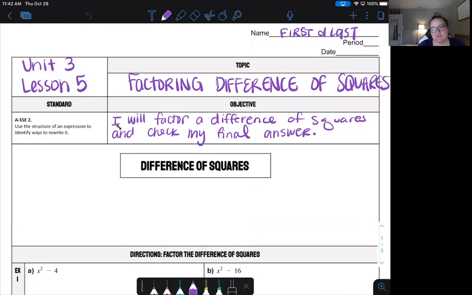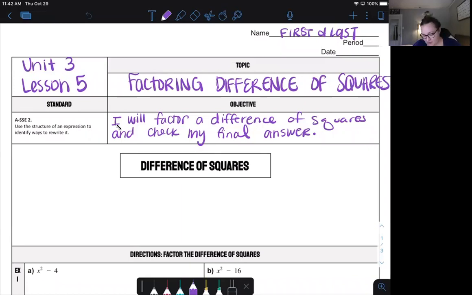So today we're going to be doing Unit 3, Lesson 5. Don't forget to put your first and last name, period, and the date at the top right-hand corner of your notes. Today's topic is we're going to be learning how to factor difference of squares. This is a special case scenario in factoring, and we're going to learn a different way to factor today. So today's objective is: I will factor a difference of squares and check my final answer, because we always want to make sure that we're right.